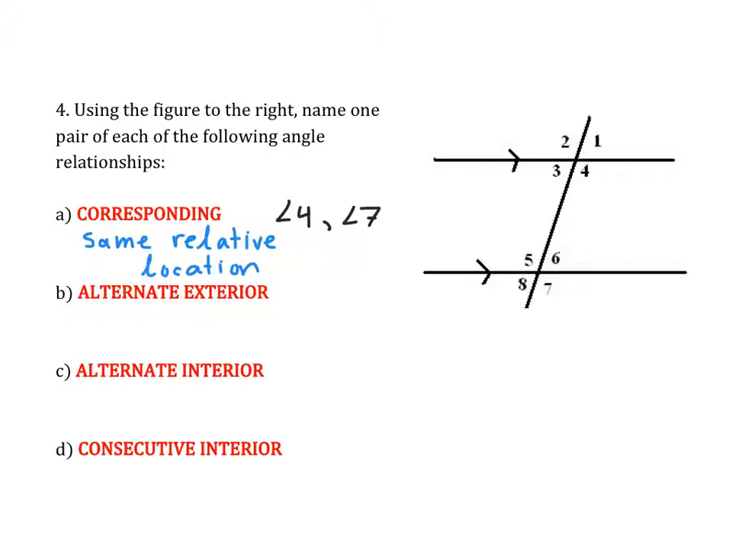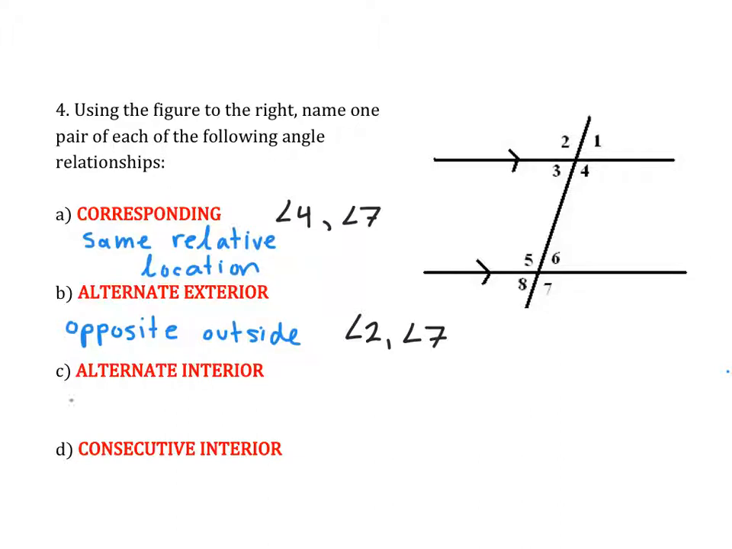Okay, let's talk about alternate exterior. Alternate means that they're going to be on opposite sides of your transversal, and exterior means that they're going to be on the outside of your parallel lines. So these are your exterior angles. So we're going to pick two that are opposite. So it's either 2 and 7 or 1 and 8. So either of those pairs are acceptable. I'll say angle 2 and angle 7.